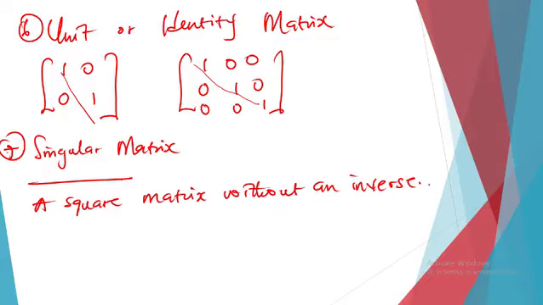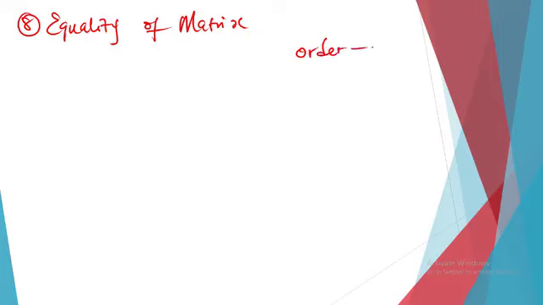Then number 8, we have equality of matrices. Two matrices are equal if and only if they have the same order or dimension, and each element of one is equal to the corresponding element of the other.